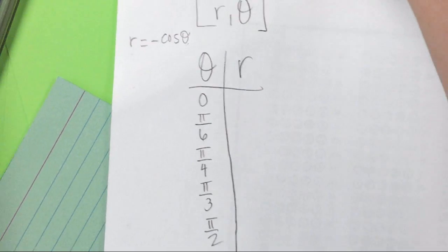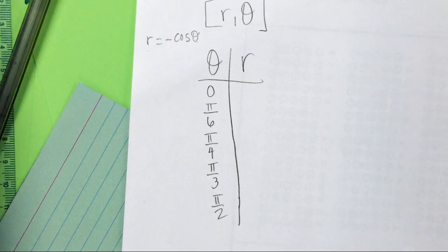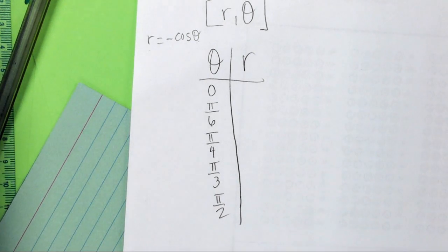So was that x plus 1/2 squared? That was the rectangular coordinates? Yep, so those were the rectangular coordinates. So now we're going to graph.